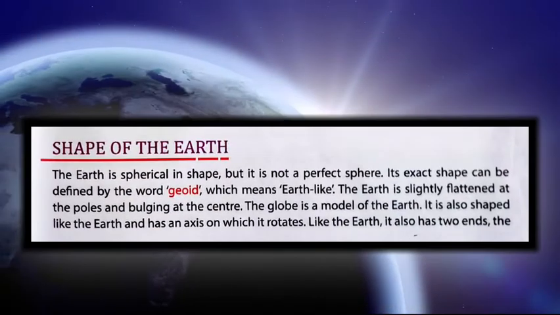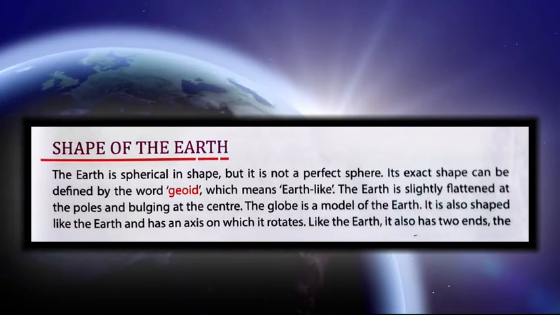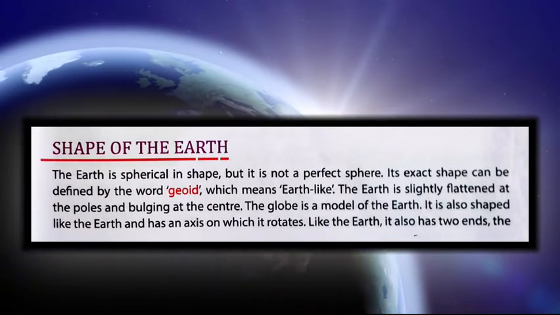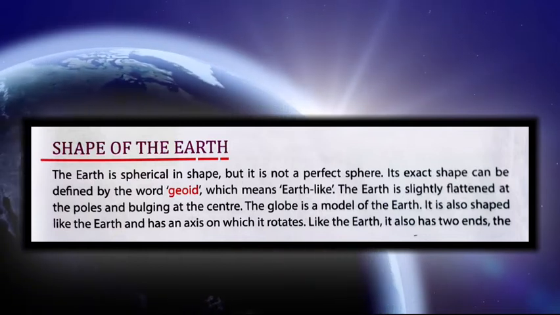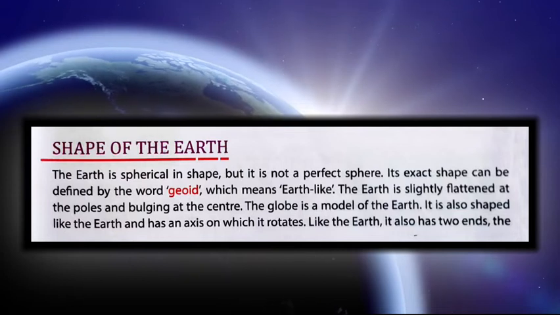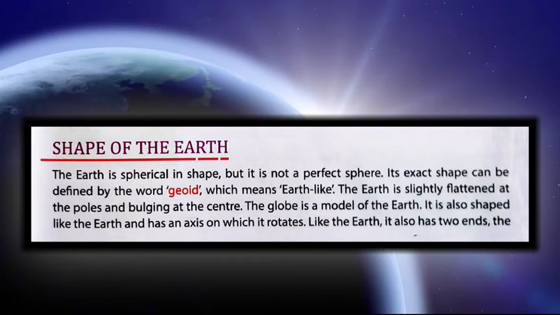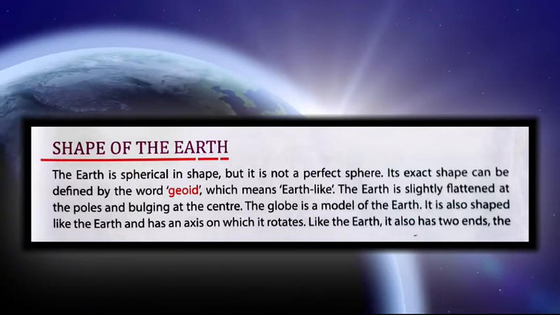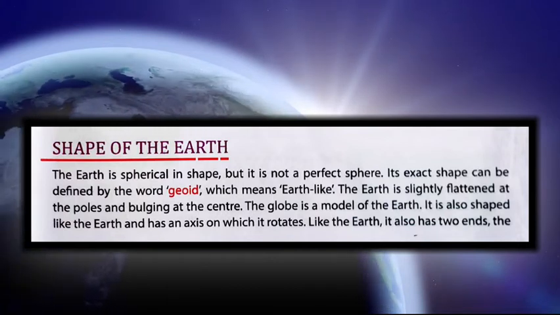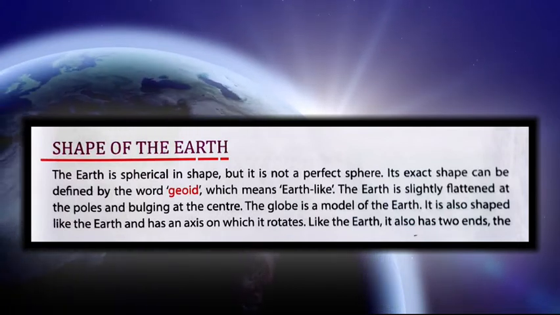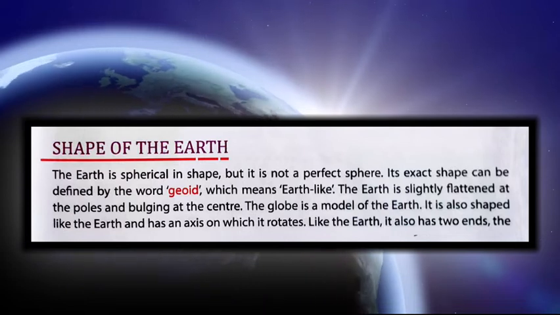The earth is spherical in shape, but it is not a perfect sphere. Its exact shape can be defined by the word geoid, which means earth-like. The earth is slightly flattened at the poles and bulging at the center. The globe is a model of the earth. It is also shaped like the earth and has an axis on which it rotates. Like the earth, it also has two ends.